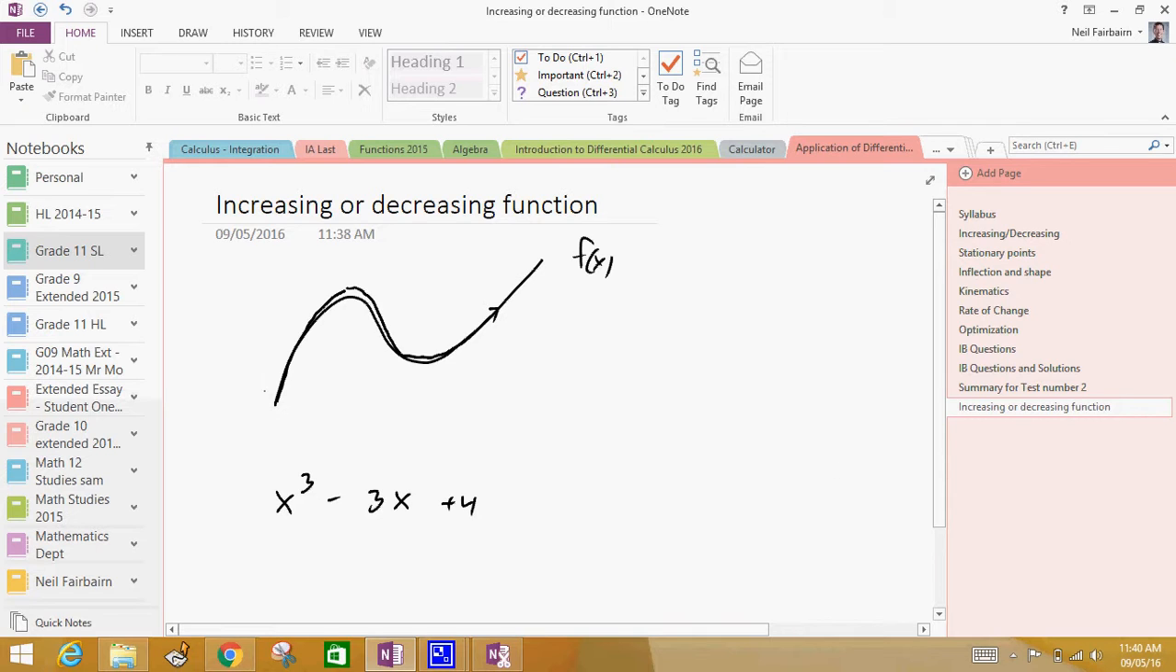So what we're seeing is that the slope here is positive, the slope here is negative, and the slope here is positive. And between a positive and a negative slope, your slope would be 0. So what we're going to do is find all the places where the slope is equal to 0, and then check before and check after to see if it's increasing or decreasing. So let's go through an example.